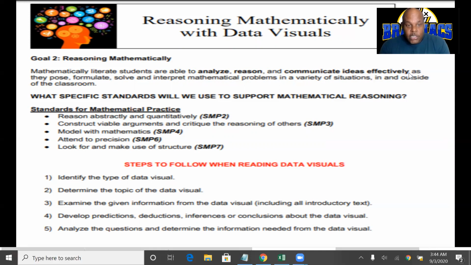What is it? Determine the topic. Examine the given information from the data visual, including the introductory text. Oftentimes, if we would just read the instructions, the informational paragraph that goes along with the visual, we would find out so much information. Develop predictions, deductions, that's number 4, inferences and conclusions about the data visual, and then analyze the questions and determine the information needed from the data visual.